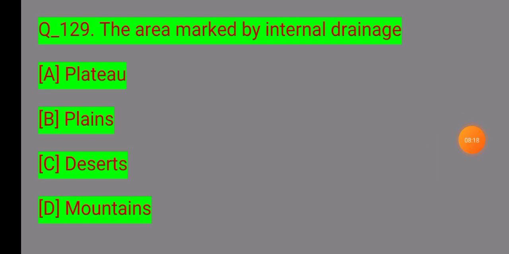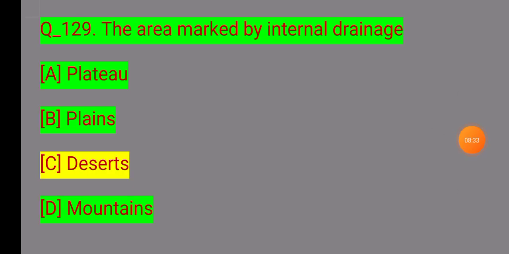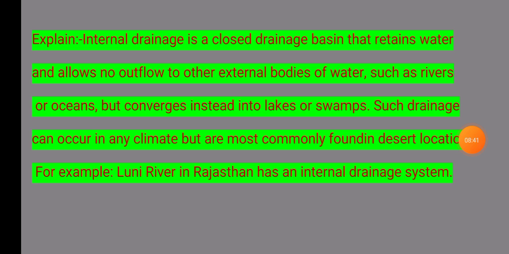129 number question. কি বলছে: the area marked by internal drainage — এই চারটি অপশনের মধ্যে কোনটি হবে? Number C, desert, the area marked by internal drainage. 129 number question explain: internal drainage is a closed drainage basin that retains water and allows no outflow to other external bodies of water such as a river or ocean.